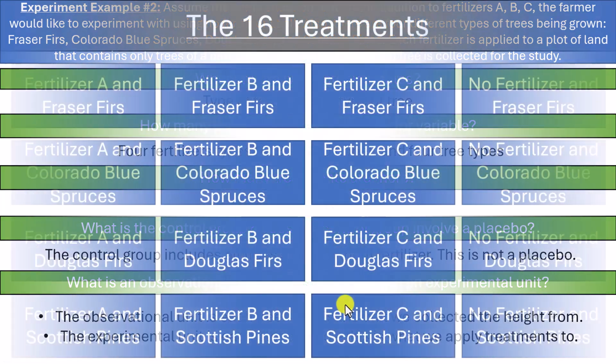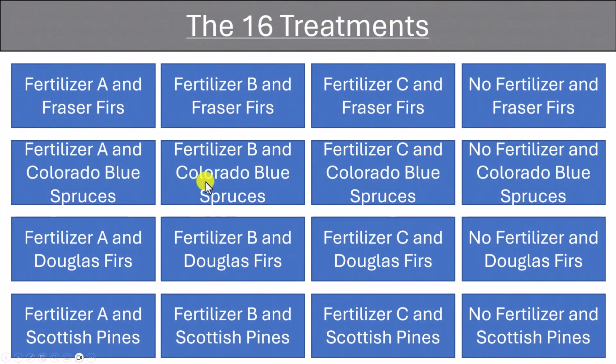Now, if you're curious, here are the 16 treatments. So we basically have each fertilizer type paired with each tree. So A with the 4 types of trees, B with the 4 types of trees, C, and then we have the no fertilizer.